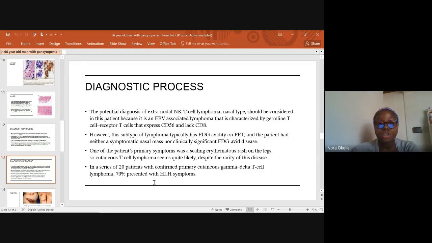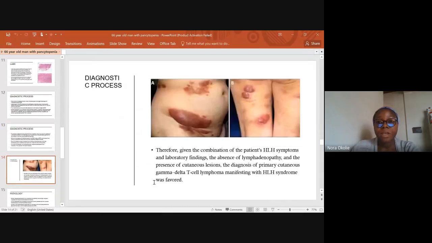However, at the end of the day, due to the scaling erythematous rashes and the fact that there were HLH symptoms, they narrowed it down to primary cutaneous gamma delta T-cell lymphoma. This is because in a series of 20 patients with confirmed primary cutaneous gamma delta T-cell lymphoma, 70% will present with hemophagocytic lymphohistiocytosis symptoms. You can see here, although the rashes were not shown in the case study, this is just an example of what the lesions could look like.